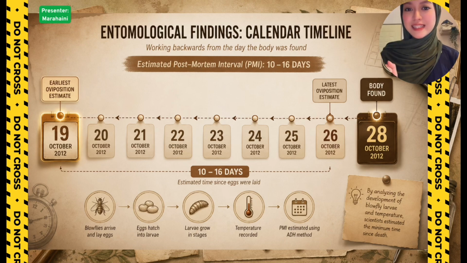Alright, now let's see the calendar timeline that I made from this case. Based on the ADH calculation, the researchers estimated the earliest insect oviposition, or egg laying, occurred on approximately 19 October 2012, while the latest oviposition date was on 26 October 2012. Since the victim's body was discovered on 28 October 2012, the estimated minimum PMI was about 10 to 16 days before the discovery. That is why this finding is significant, because it contradicts the accused's confession.